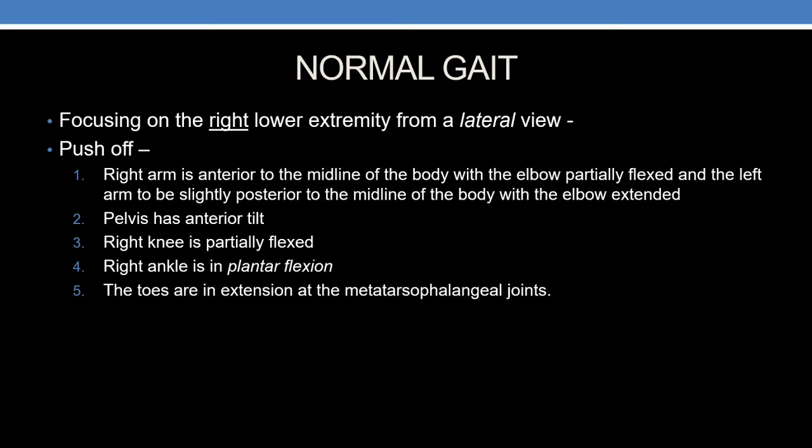Again, looking at the right foot from the lateral view, in the presence of normal gait, we would see the right arm would be anterior to the midline of the body now, with the elbow partially flexed, and then we would see that the left arm is slightly posterior to the midline of the body, with the elbow extended. Pelvis has an anterior tilt. The right knee is partially flexed. The ankle is in plantar flexion now, and the toes are in extension at the metatarsal phalangeal joints as the body weight gets pushed off by the toes at the metatarsal phalangeal joints.